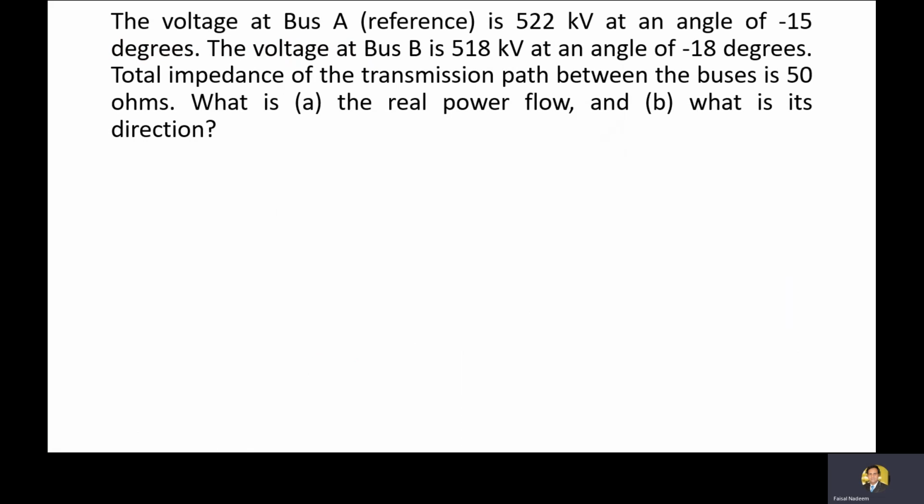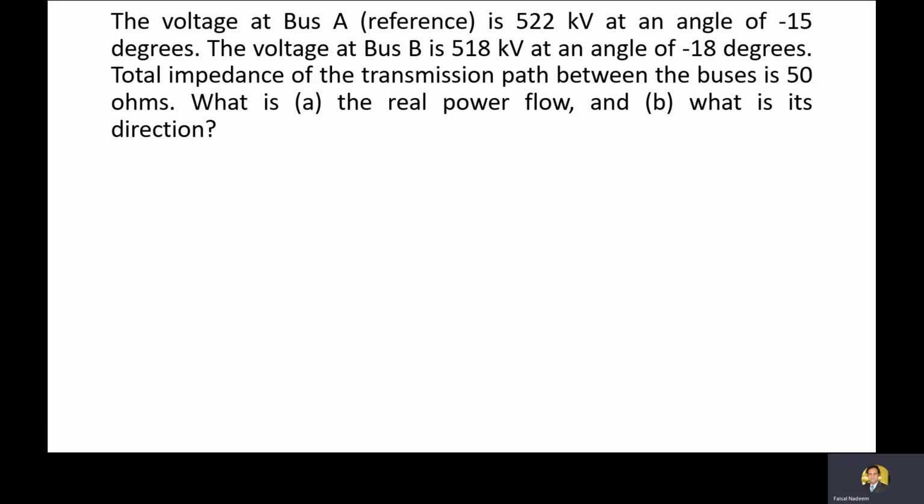Now let us understand the flow of real power on the transmission line with the help of two examples. Here it is, the first example. The voltage at bus A is 522 kilovolt at an angle of minus 15 degrees. The voltage at bus B is 518 kilovolt at an angle of minus 18 degrees. Total impedance of the transmission line path between the buses is 50 ohms, that is X is 50 ohms. What is the real power flow, and what is its direction?